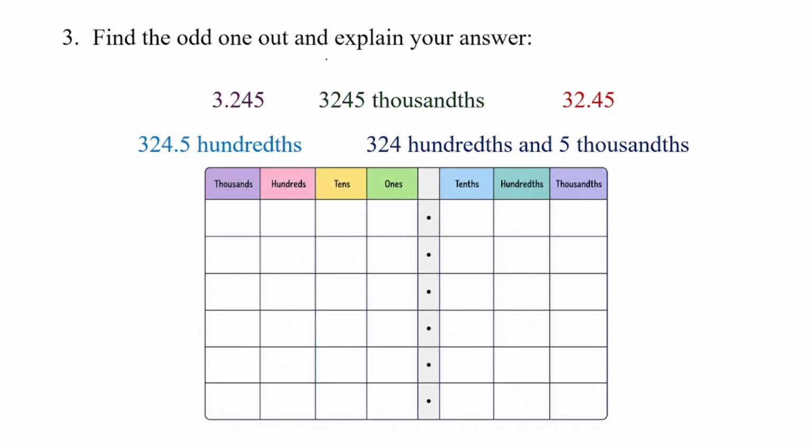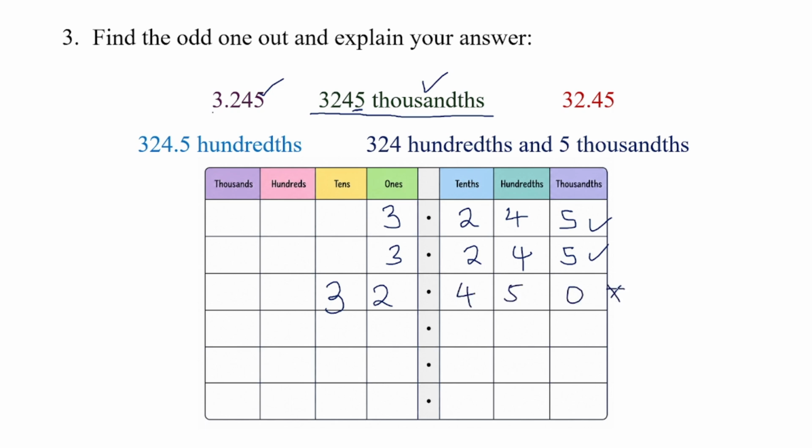Find the odd one out and explain your answer. We need to put these numbers in the place value grid. So the first one is 3 ones, and then 2 tens, and 4 hundredths, and 5 thousandths. What about 3,245 thousandths? These are thousandths, so it means the last number 5 must be here. So we have 5, 4, 2, and then 3. Do you see that this number and this number is just the same? These are the same. And then we have 32, 4, 5. This one is different from the other two.